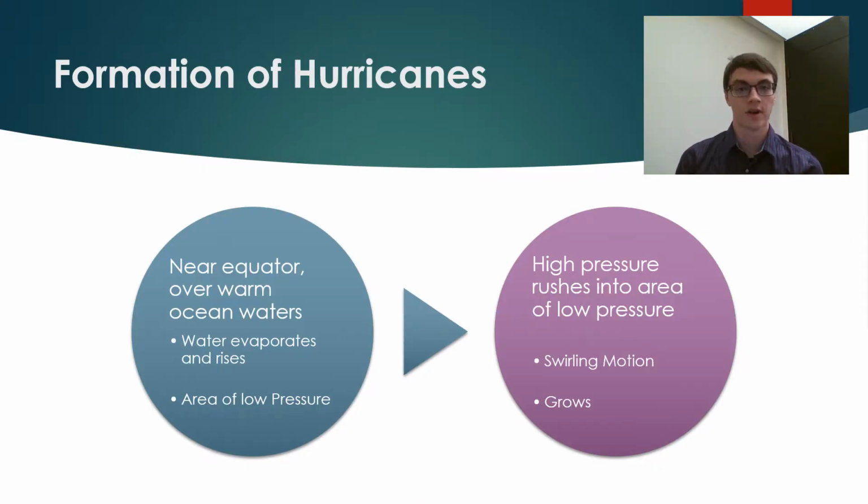So, the formation of hurricanes. Hurricanes are formed over warm ocean waters near the equator. The warm water will evaporate and rise into the air because heat rises. In its absence, there is an area of low pressure created. High pressure then rushes into the area where the low pressure just was. This creates a continuous cycle that, with more warm water, can create a swirling motion. This motion then grows with the amount of warm water it consumes, which causes a hurricane. Hurricanes have winds up to 160 miles per hour and can form storm surge waves that can reach over 19 feet.